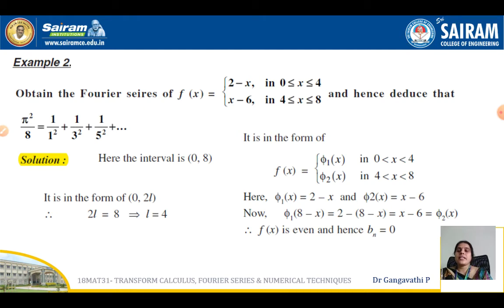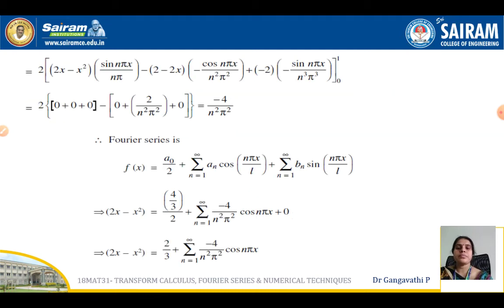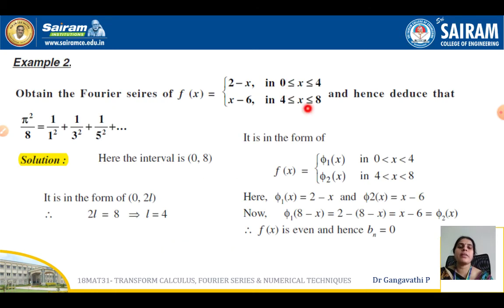So let us see another example. Obtain the Fourier series of f of x, 2 minus x and x minus 6. So the interval is 0 to 8. The interval 0 to 8 has been split up into two parts. One is 0 to 4 and the other one is 4 to 8. And hence we need to get this particular answer.